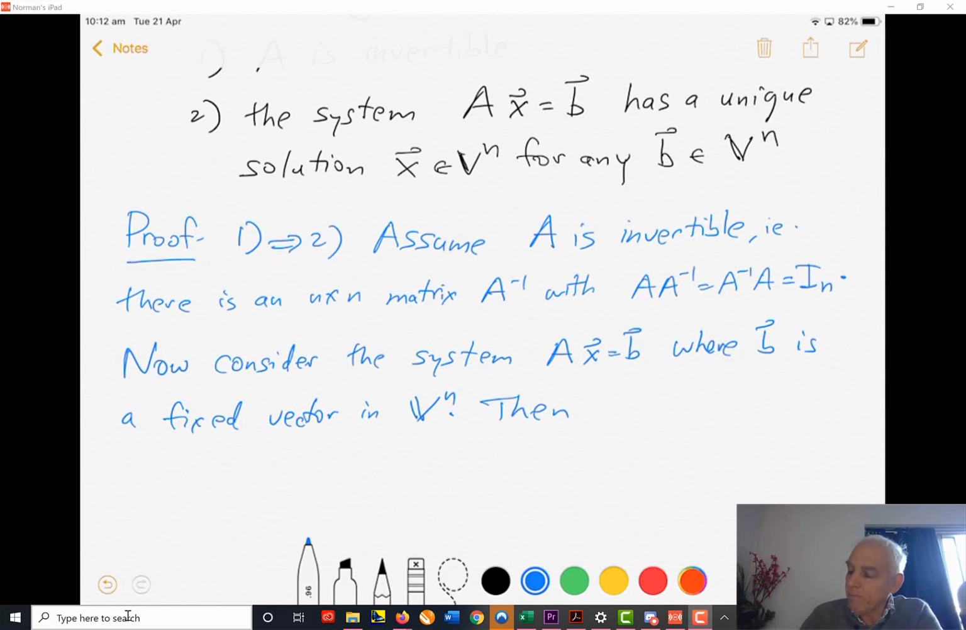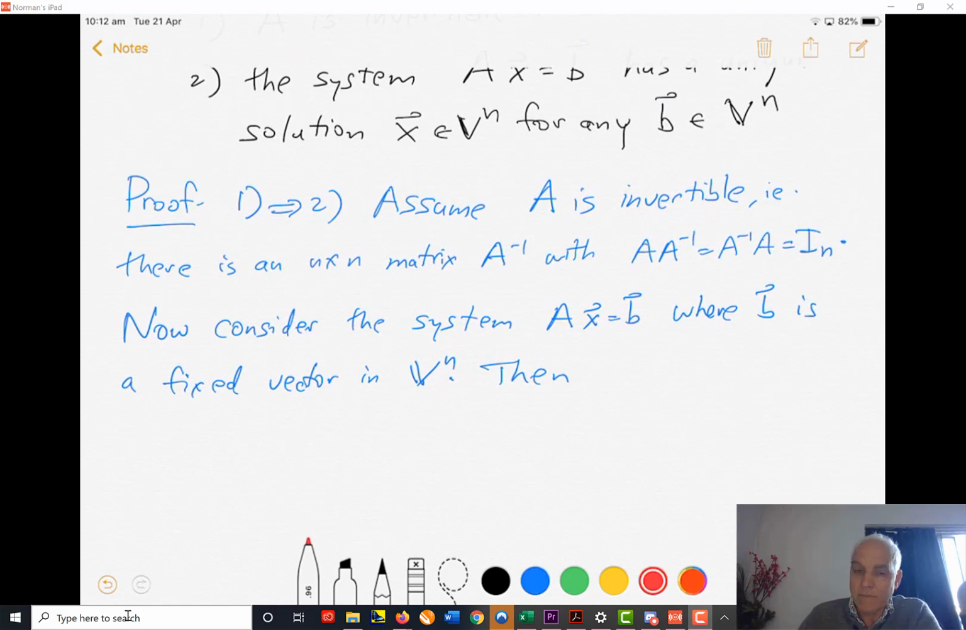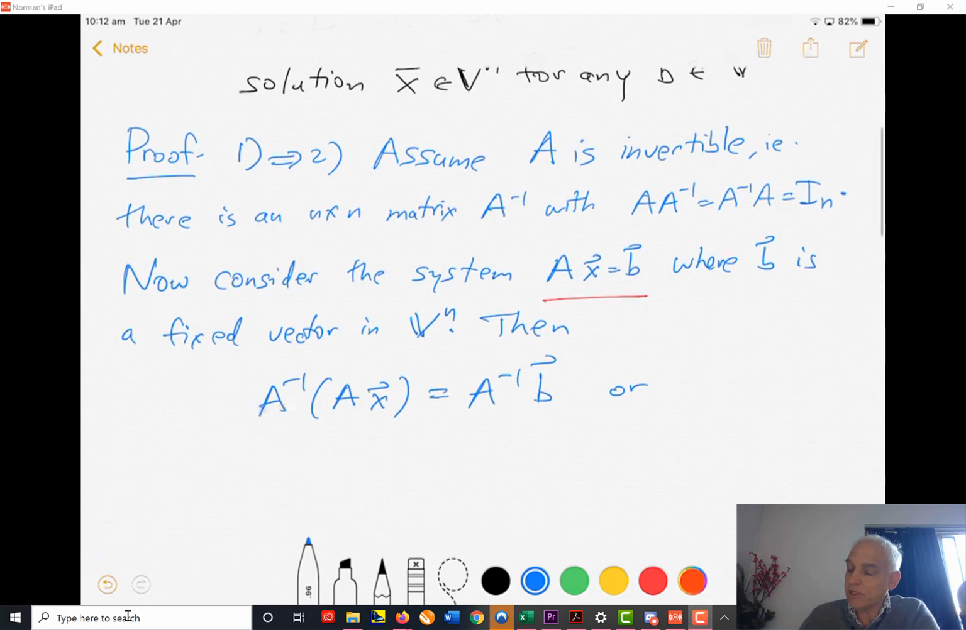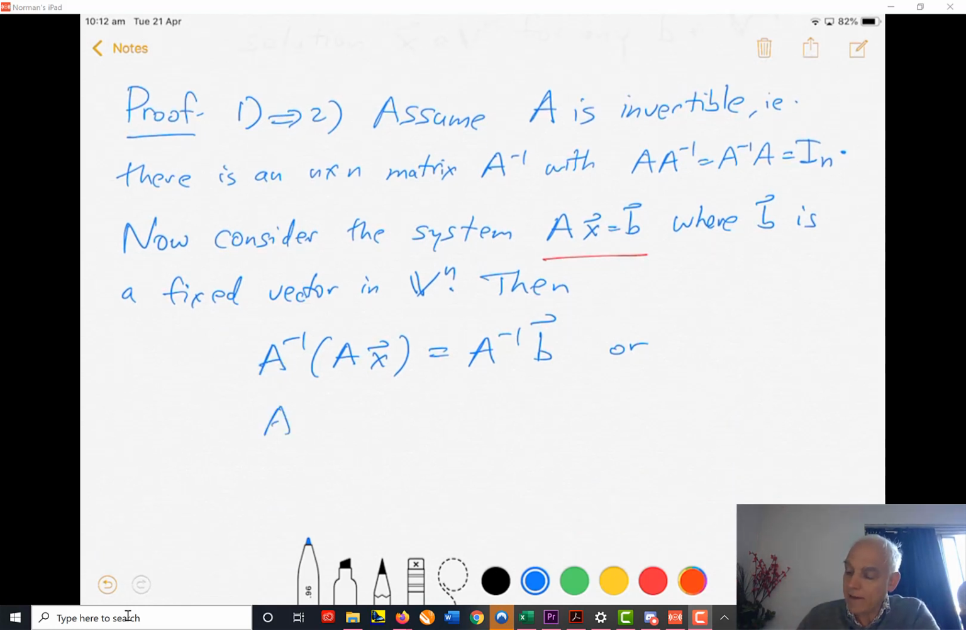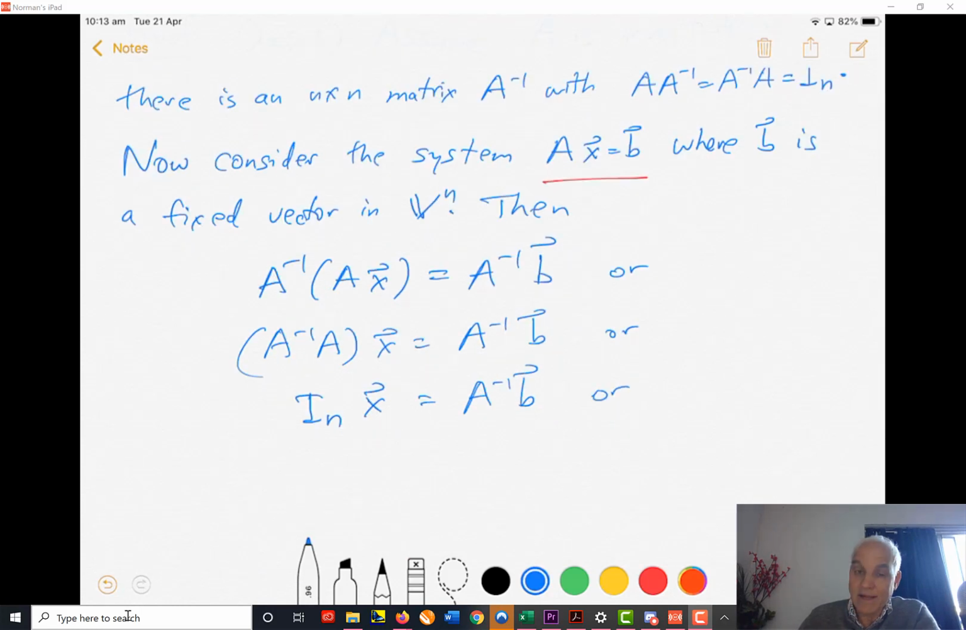So what we do is we multiply both sides of AX equals B by the inverse of A. Then we have A inverse times A times X equals A inverse times B. And this is the same as, by associativity, A inverse times A times X equals A inverse B. Or, because A inverse times A is the n by n identity matrix, we can replace that. The identity matrix times X is just X. So we get X equals A inverse B.